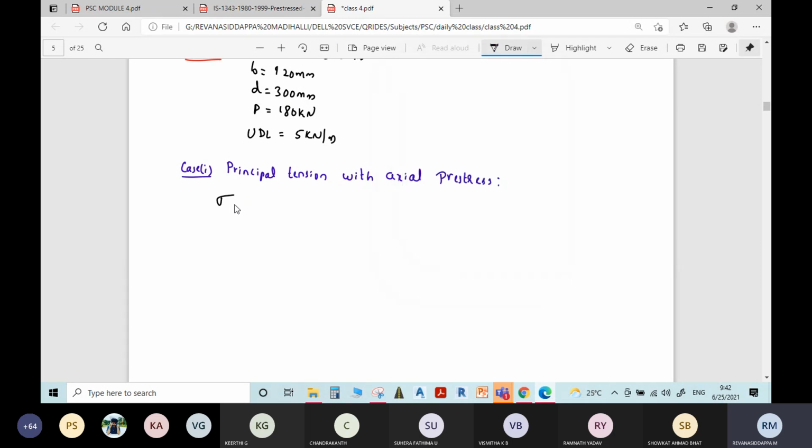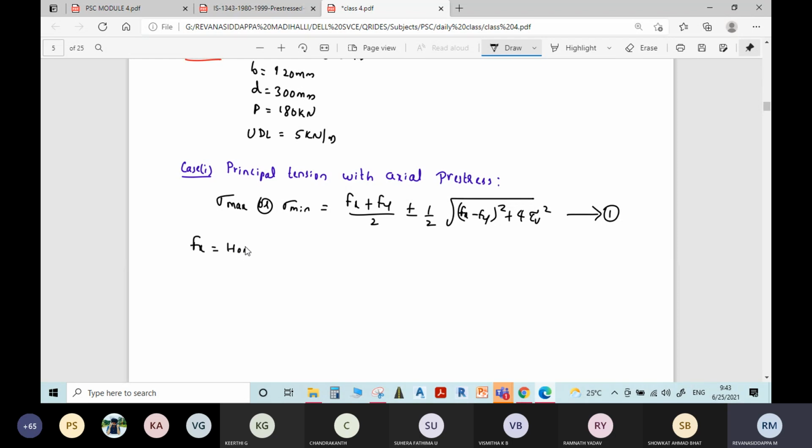Sigma max or sigma minimum is equal to Fx plus Fy divided by 2 plus or minus half of root of Fx minus Fy whole square plus 4 tau v square. Call this equation number 1, where Fx is equal to horizontal pre-stress, horizontal pre-stress is equal to P by A.